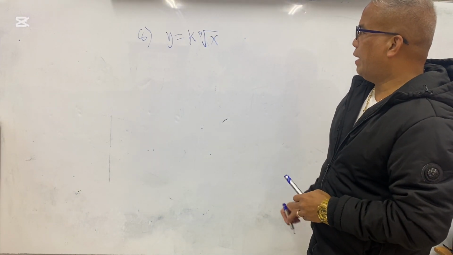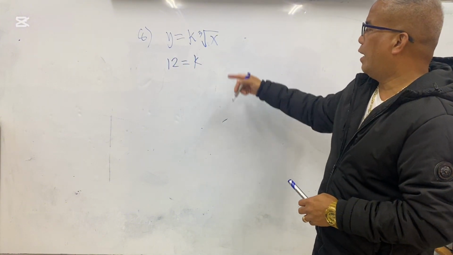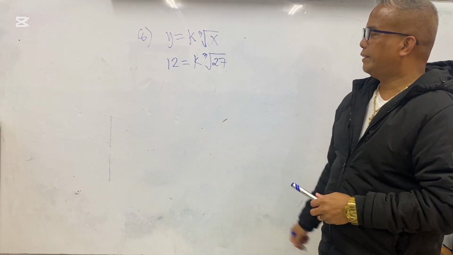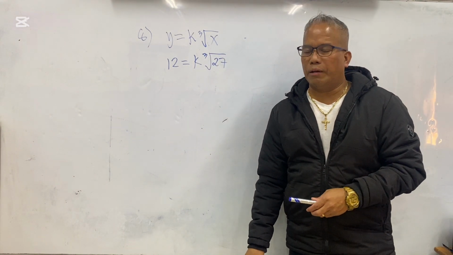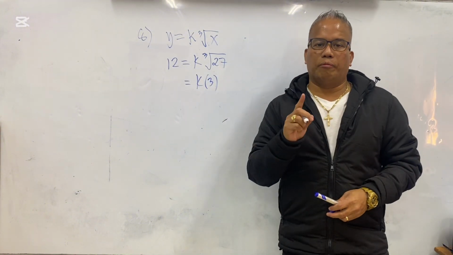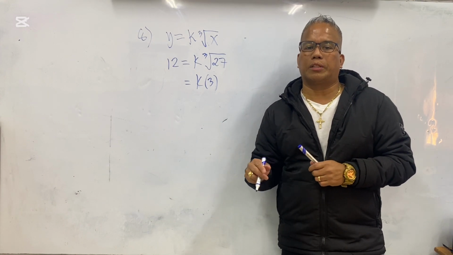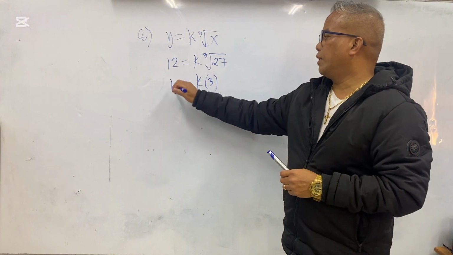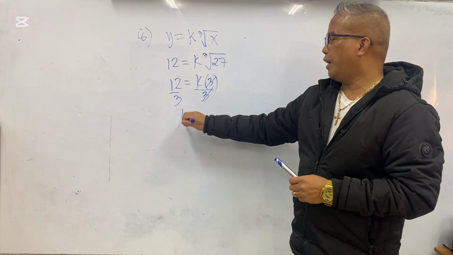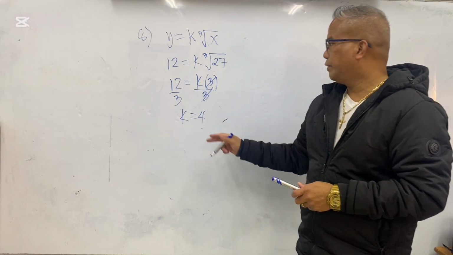Alright, we will substitute. The value of y is 12, that equals k when x equals 27. So cube root of 27. Then cube root of 27 is equal to 3, because 3 times 3 is 9, 9 times 3 equals 27. Then 12 equals 3k. Divide both sides by 3. Cancel, k equals 4. So the constant of variation is equal to 4.